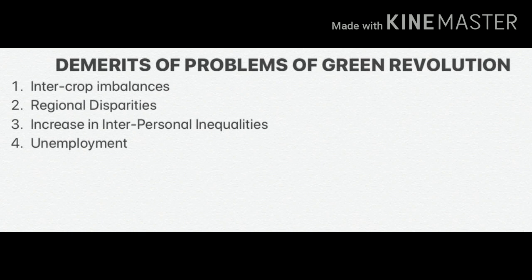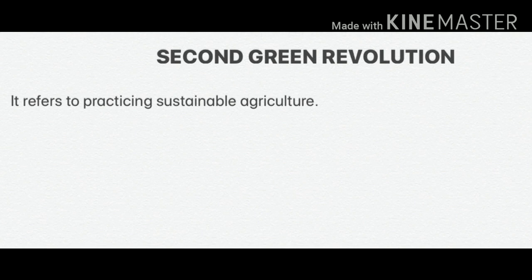Next, moving on, let us talk about the second Green Revolution. So the second Green Revolution refers to the practicing of sustainable agriculture. That is, protecting natural resources from becoming increasingly degraded and polluted and using production technologies that conserve and enhance the natural resource base of crops, forest, inland and marine fisheries.